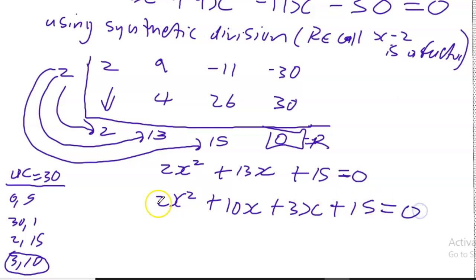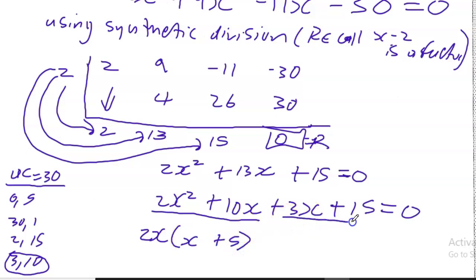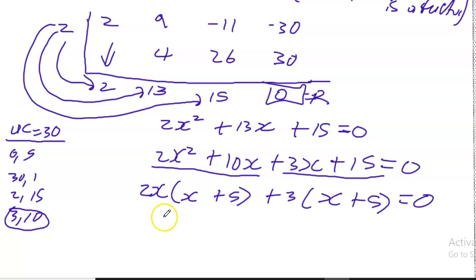And then we factor by grouping. So the first pair, the highest common factor there is 2x. And factoring 2x out, we get 2x with x plus 5. The other pair, the common factor for 3x plus 15 is 3. And I will be left here with x plus 5. Alright. So the factors would be x plus 5 and 2x plus 3.